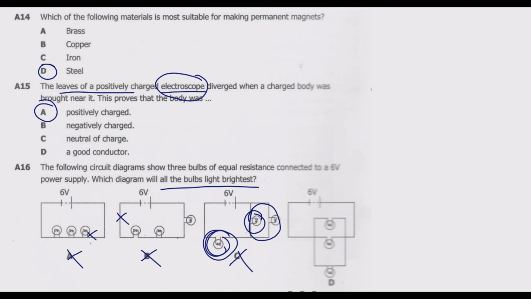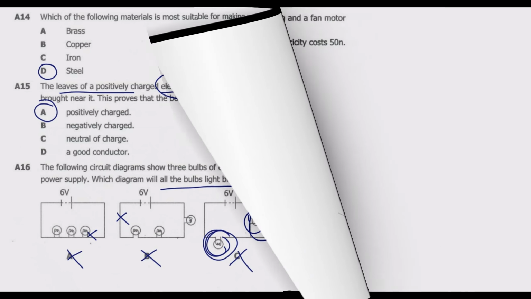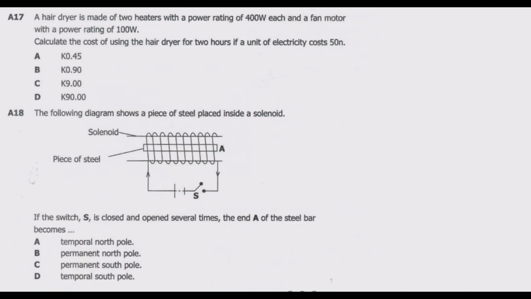Then if you go to D, you see that all of them are in parallel. If this one goes off, these two will still be on. If this one goes off, this one will still be on. If any one of them goes off, the others will still be on. So D is the correct answer, because the potential difference in a parallel circuit is the same across all the resistors. We move to question 17.